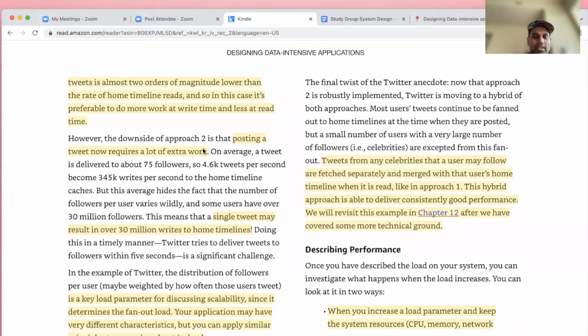But essentially, they have to balance between both approaches. I think in modern day Twitter, tweets from celebrities may need the approach of one, and approach 2 may be fine for people with fewer followers.